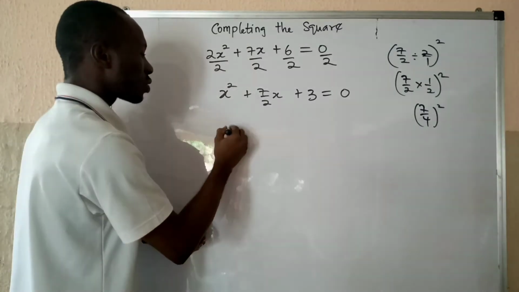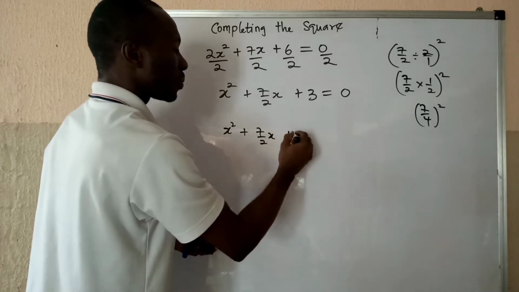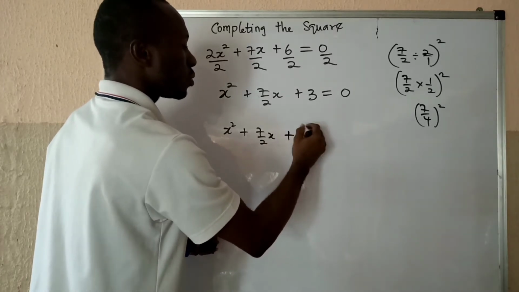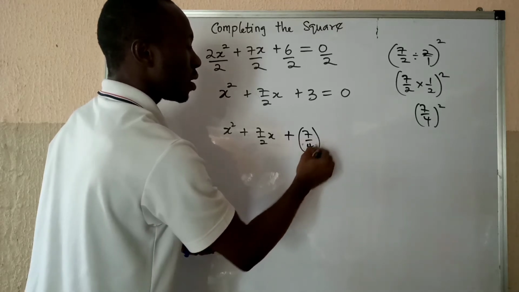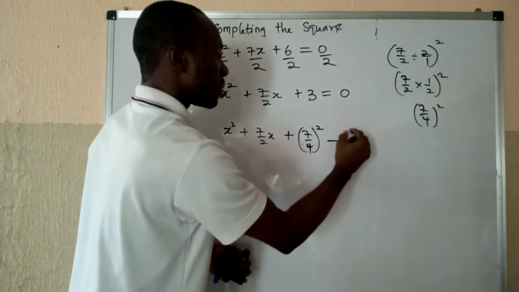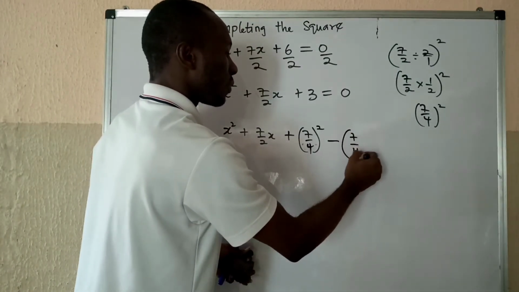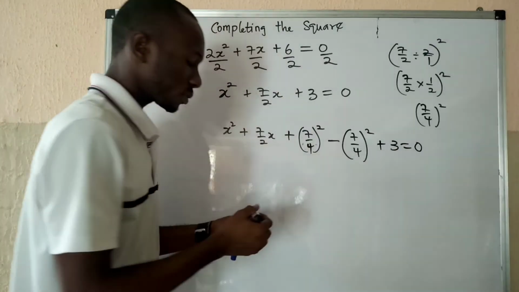I have x squared plus 7 over 2x. I'm going to add this guy, plus 7 over 4 all squared. Then I'm going to subtract it, minus 7 over 4 all squared, then plus 3 equal to 0.